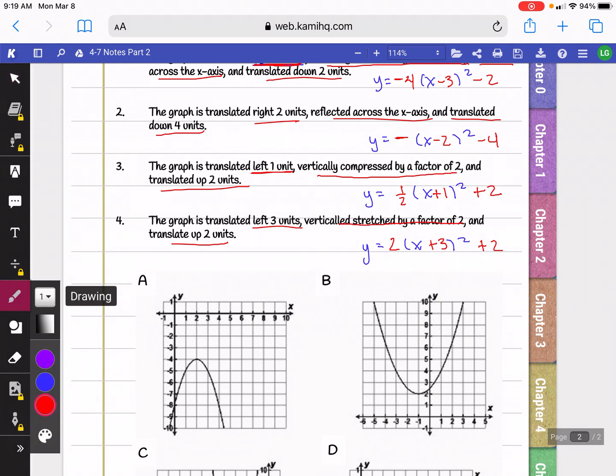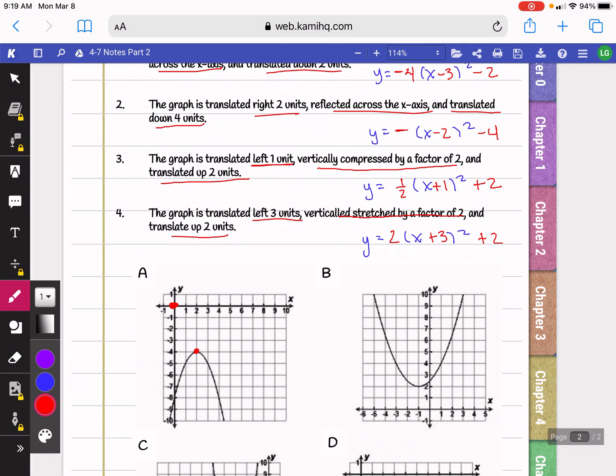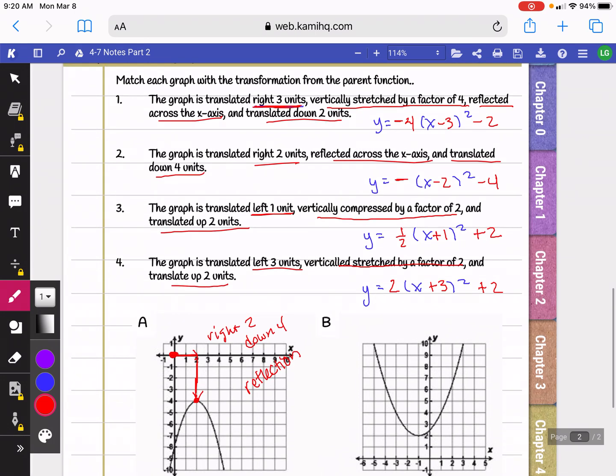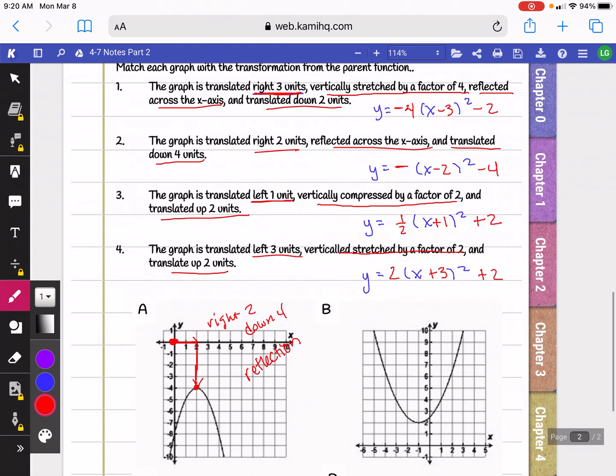So if we look at graph A, I'm going to look at how the vertex changed from the origin, because the graph of x squared would have started at the origin. So this one's actually moving to the right 2 units. And then it moves down 4. And then if you notice, this one's facing downwards. So since it's facing downwards, there's also a reflection. So let me try to see which one matches that. So right 2, down 4, and a reflection. This looks like number 2 in the descriptions. So question 2 would match A.